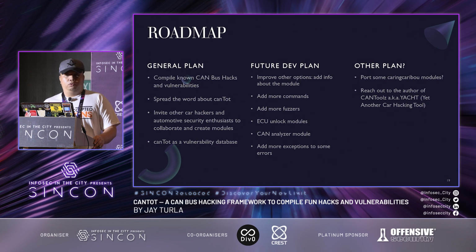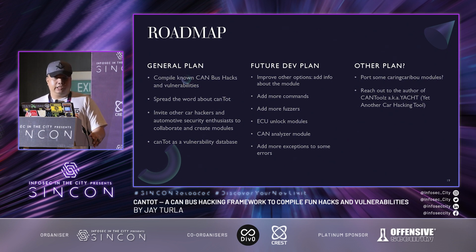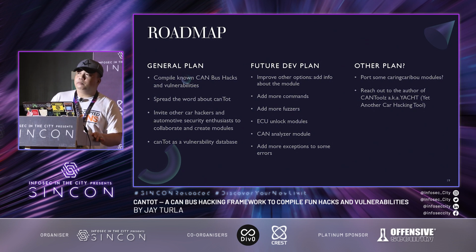I want to add info about the module being used, and then add more commands, add more fuzzers, because we want to fuzz some of the IDs in the car. And then ECU unlock modules. I want to include being able to unlock the ECU. And then a CAN analyzer module allows you to somehow analyze the frames that are being sent. And then also add more exceptions to some errors. So I had some bugs and some exceptions, so I need to add more on that.